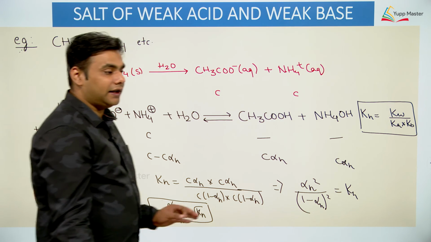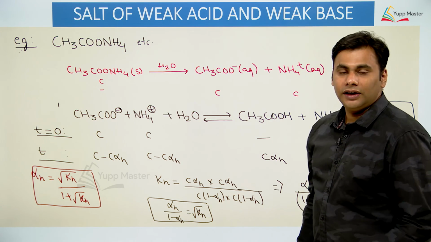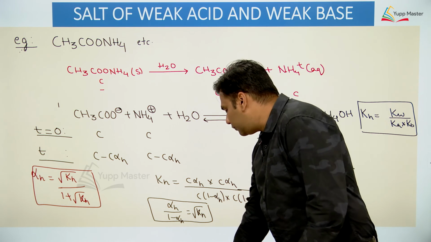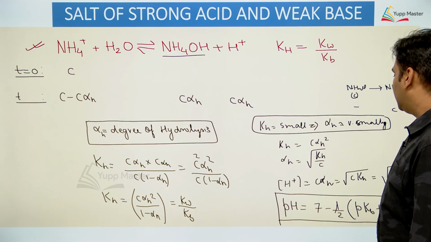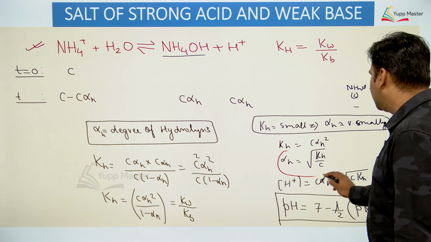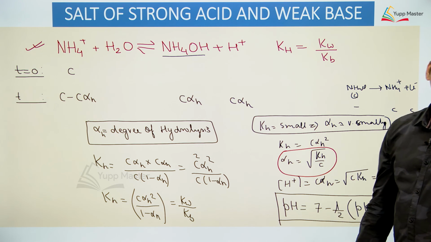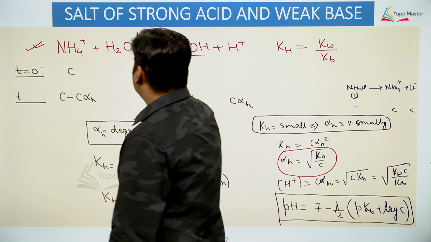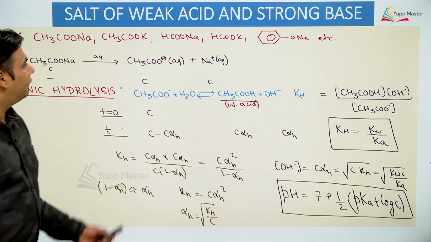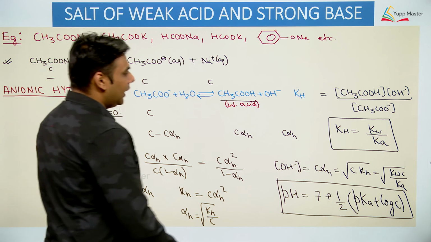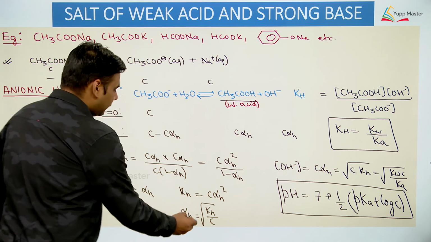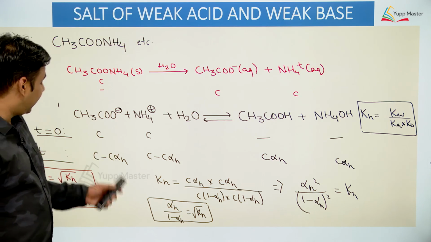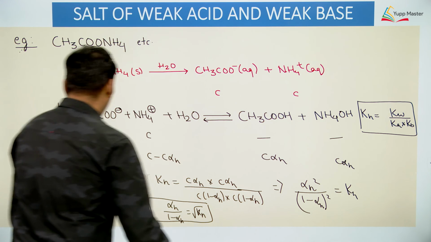So we can say that in this type of salt, the alpha is independent of the concentration. If you look at the earlier expression, we wrote that alpha H was inversely proportional to the root of the concentration, right? This was the case of strong acid and weak base. Now when we are taking weak acid and strong base, again alpha H was inversely proportional to the square root of concentration, but in this case alpha H is independent of concentration.